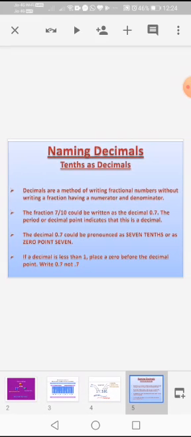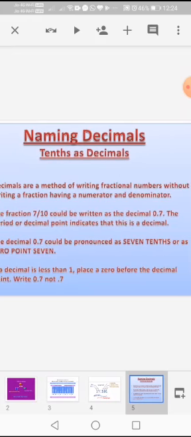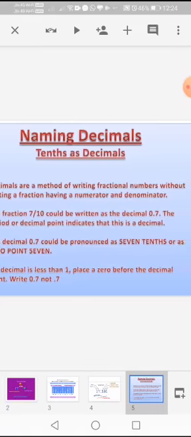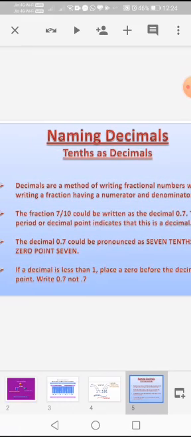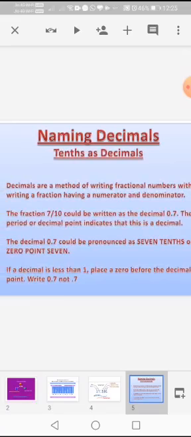Now how to name the tenths. When in the above example we go to the right by 1 place, it becomes 1 divided by 10. So 7 divided by 10 could be written as the decimal 0.7. The period or decimal point indicates that this is a decimal. The decimal 0.7 could be pronounced as 7 tenths or as zero point seven. If a decimal is less than 1, place a 0 before the decimal point, so 0.7, not .7 only. Clear? So decimals are a method of writing fractional numbers without writing a fraction having a numerator and denominator.